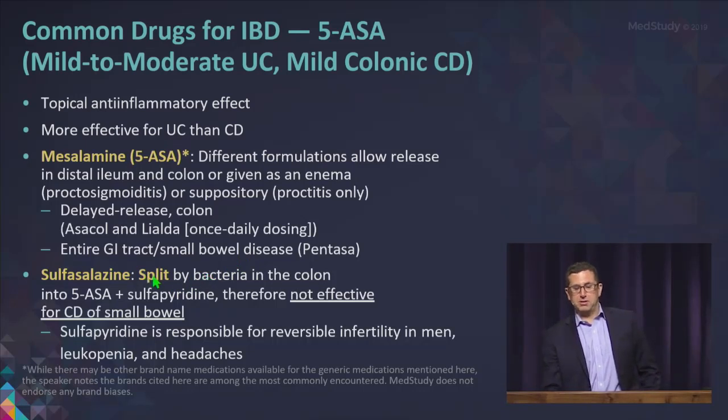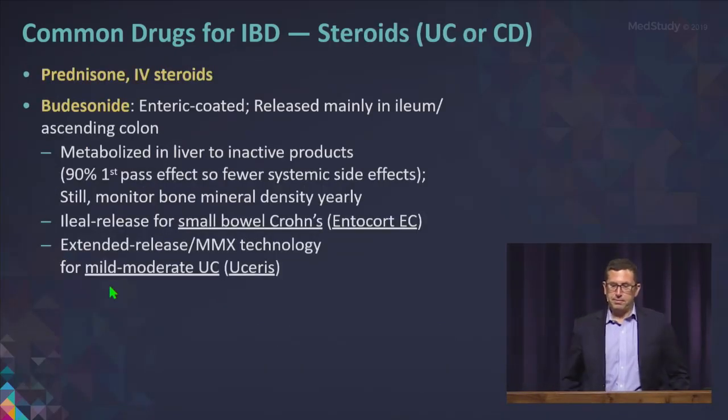Then there's sulfasalazine, which is split by bacteria in the colon into a 5-ASA moiety and a sulfapyridine. Because it's split in the colon, it's not effective for small bowel disease, so it only treats colon disease. Importantly, the sulfapyridine is responsible for reversible infertility in men, leukopenia, and headaches, so this would be a tip-off on a test. If you saw this, you'd be worried about sulfasalazine.